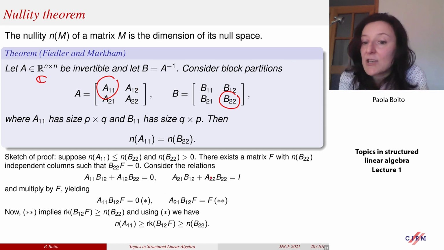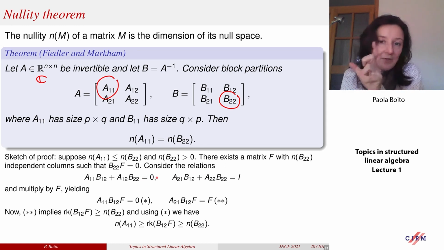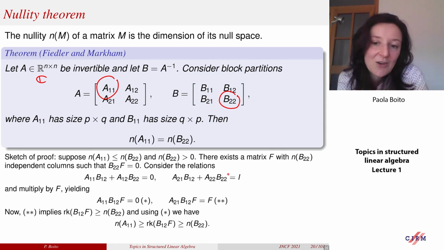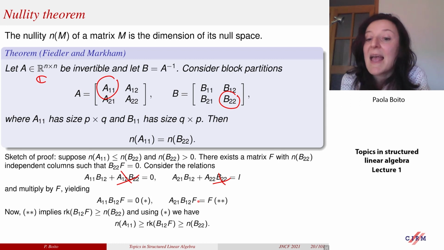So if we multiply these two matrices, which must yield the identity matrix, we obtain in particular these two relations, right? This for the off-diagonal blocks of the product, and these for one diagonal block of the product. If we multiply them by F, clearly all the terms containing B22 are 0. And so we are left with A11 B12 F equals 0 and A21 B12 F equals F from here.